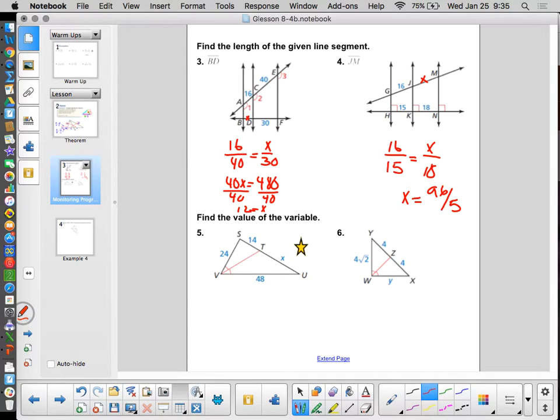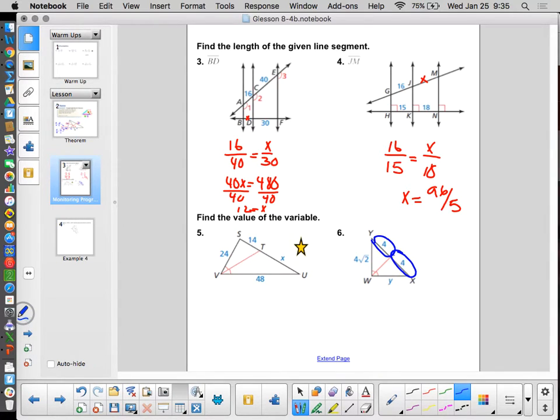Okay, so that happens. We'll do 6, and then we'll come back and let you do number 5 as your work here. 6, now this one's going to set up as a proportion. So I want you to notice something very carefully. YZ and ZX are exactly the same length.